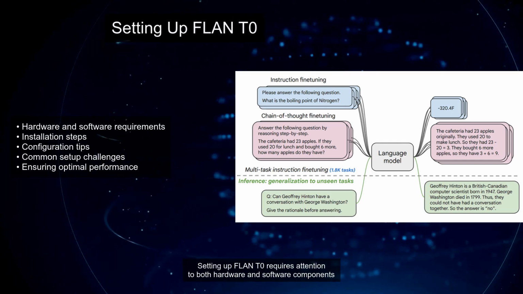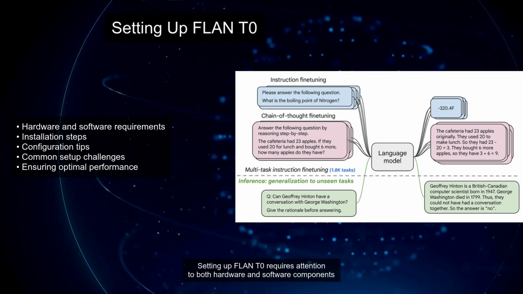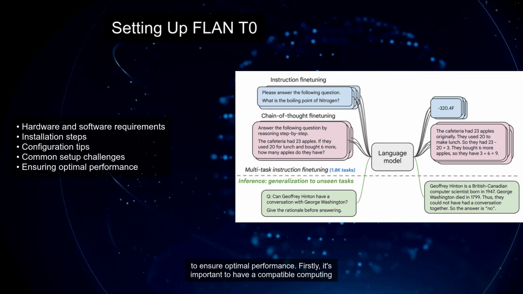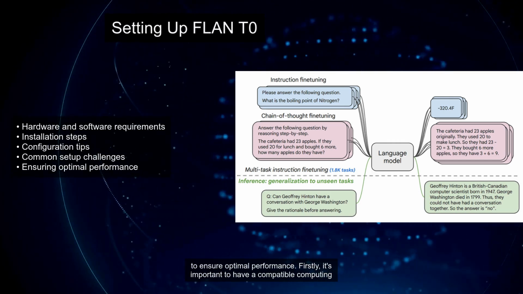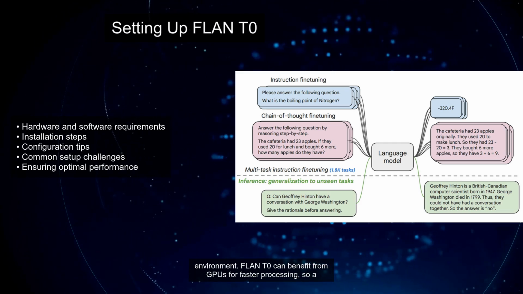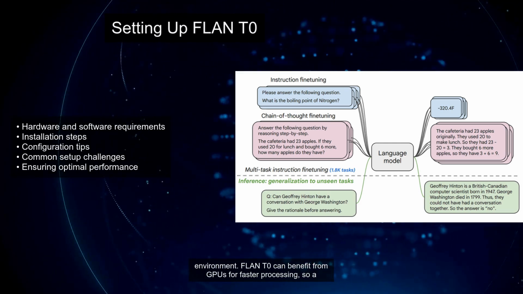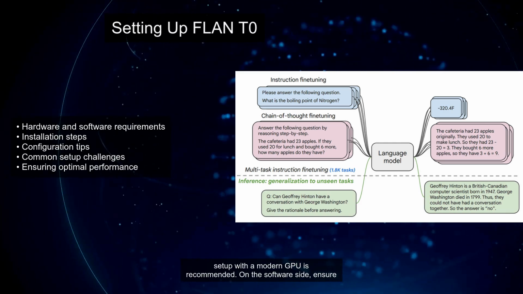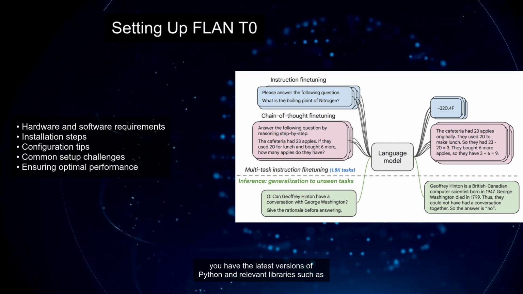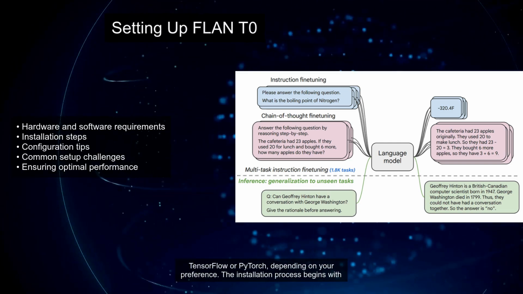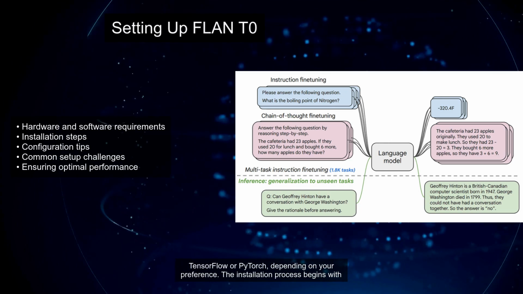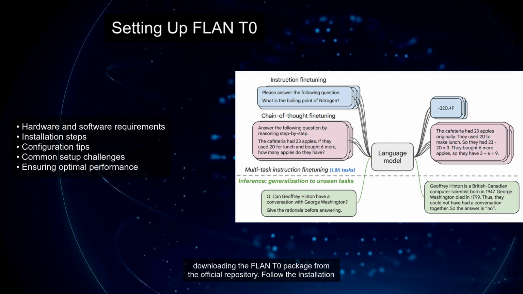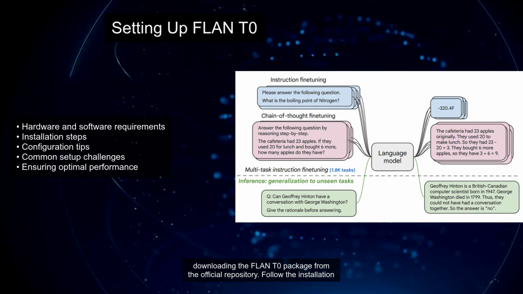Setting up FLAN T0 requires attention to both hardware and software components to ensure optimal performance. Firstly, it's important to have a compatible computing environment. FLAN T0 can benefit from GPUs for faster processing, so a setup with a modern GPU is recommended. On the software side, ensure you have the latest versions of Python and relevant libraries such as TensorFlow or PyTorch, depending on your preference. The installation process begins with downloading the FLAN T0 package from the official repository.